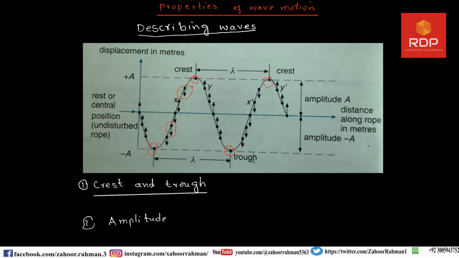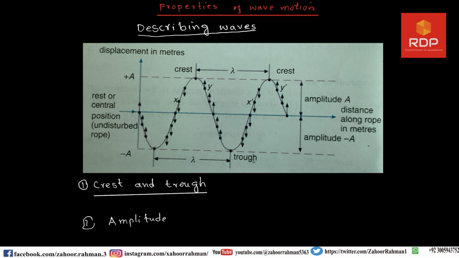So the highest point, which is this one, and the lowest point, which is this one, is called what? The lowest point is called trough and the highest point is called crest. So you have to understand this concept as well.